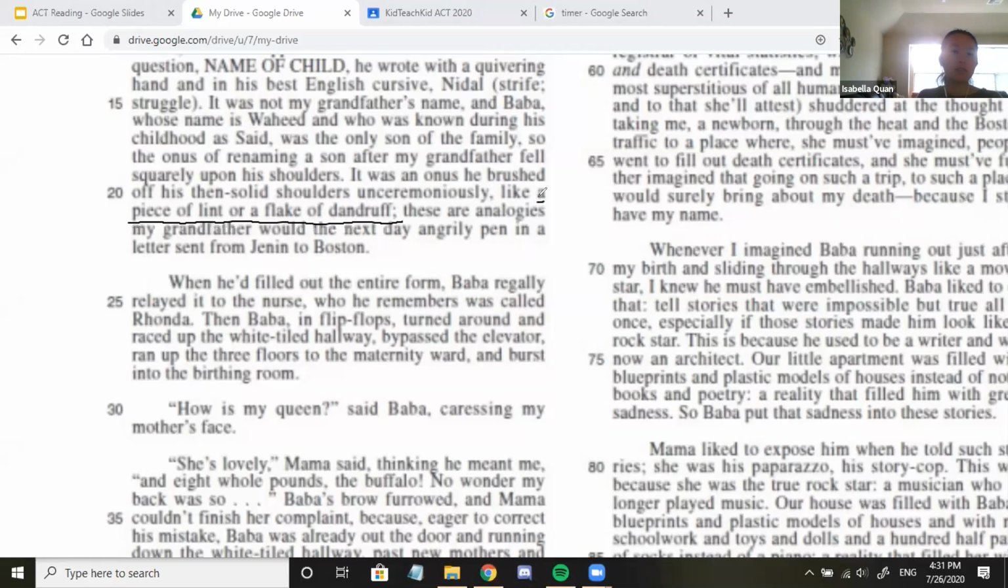So like a piece of flint or a flake of dandruff, and make sure you keep an eye on the context. Her dad has a responsibility of renaming a son after his dad, skipping a generation with the names, and then he just does not care. He's like, I don't care. The grandfather is very mad. The word angrily implies that. So now back to the question.